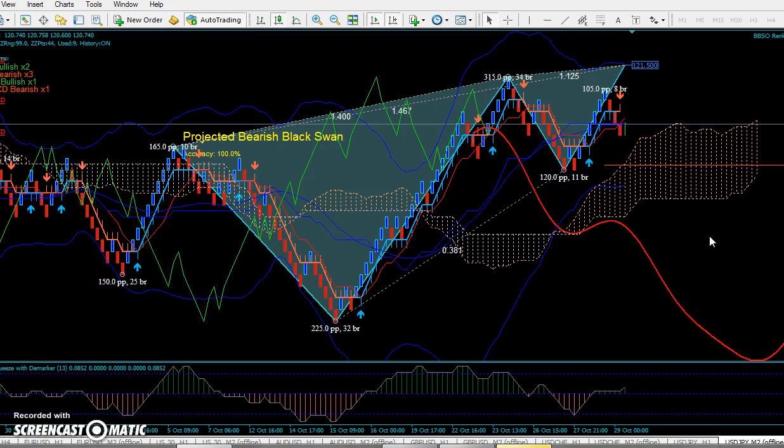It's enough work. Here again, we have on Japan a bearish black swan. Now, I keep on saying this is a rare formation. Well, we got 3 of them going on. But here, it's a projected bearish black swan, okay? So we need to get up here for the black swan to be a validated black swan. And you can see that it's already heading on the way down here.